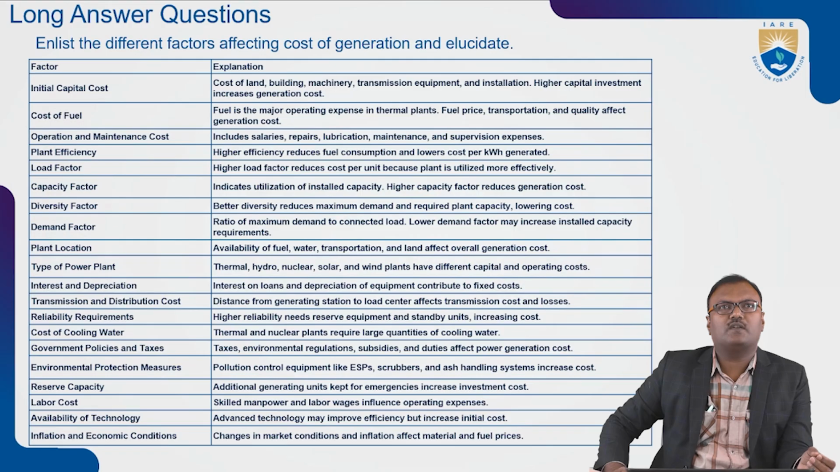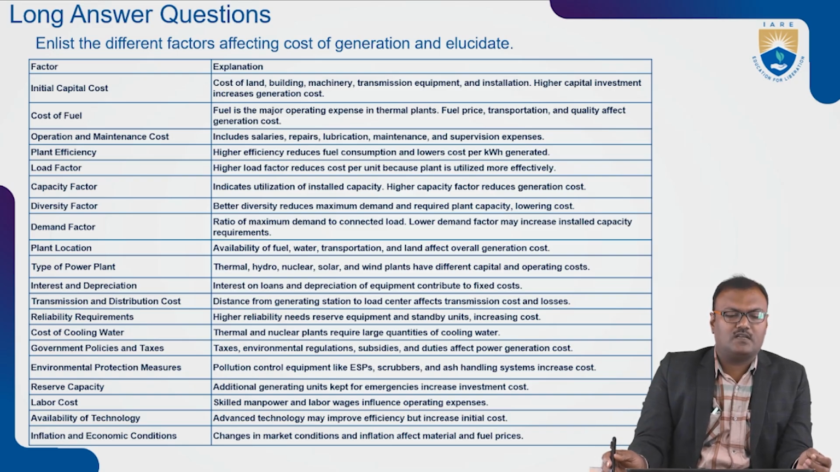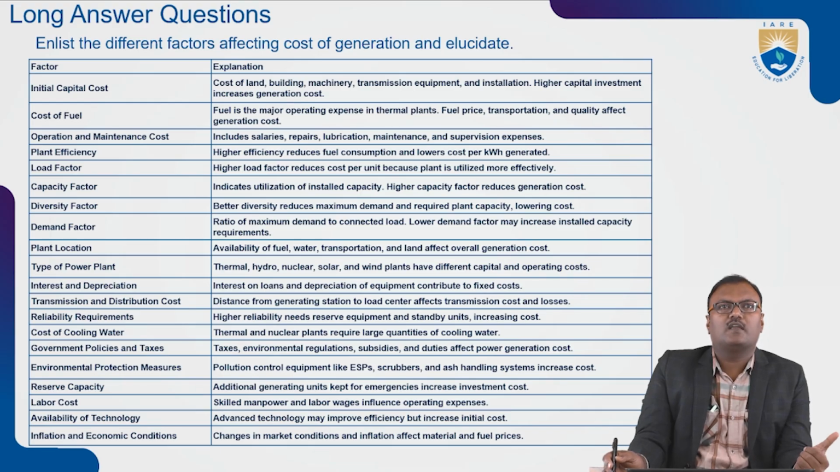And enlist the different factors affecting cost of generation and elucidate, that is, tabulate is the meaning of examiner, and what are the factors and their explanation. A student need not reproduce as it is. Depending on the marks and time allotted to the question, we need to answer. Anyway, we are discussing all the factors here.